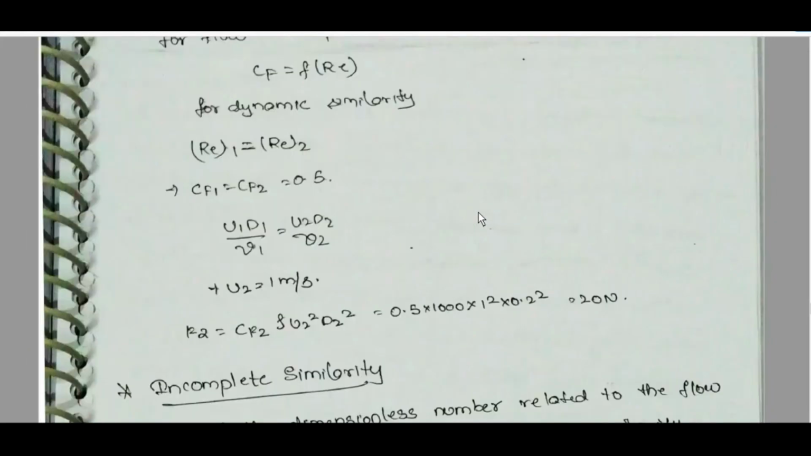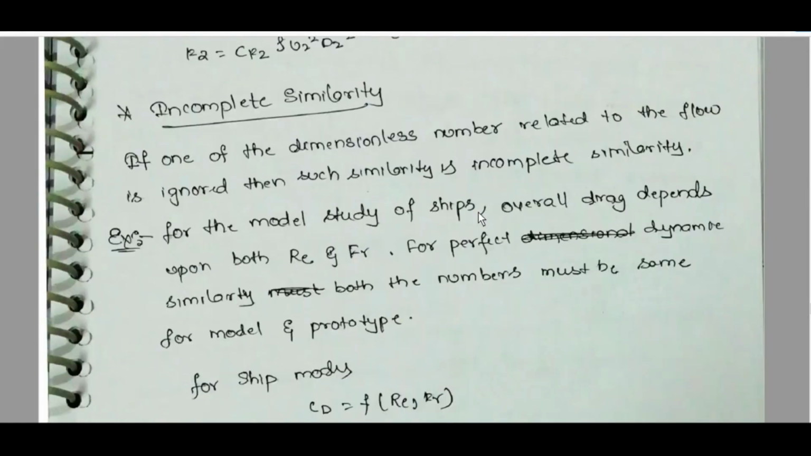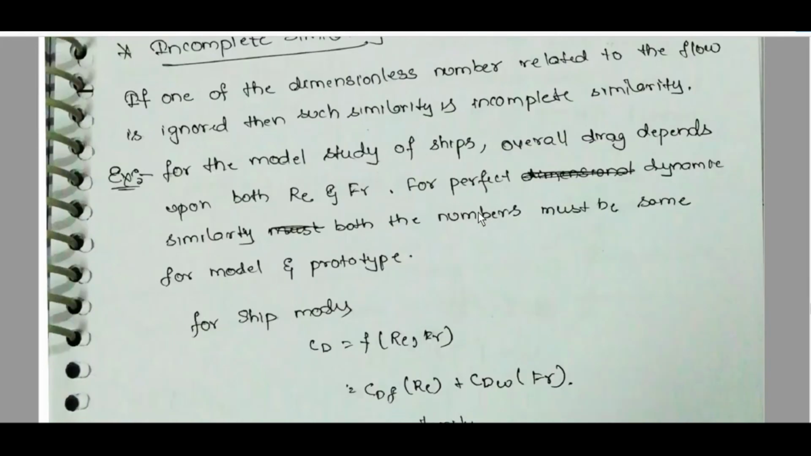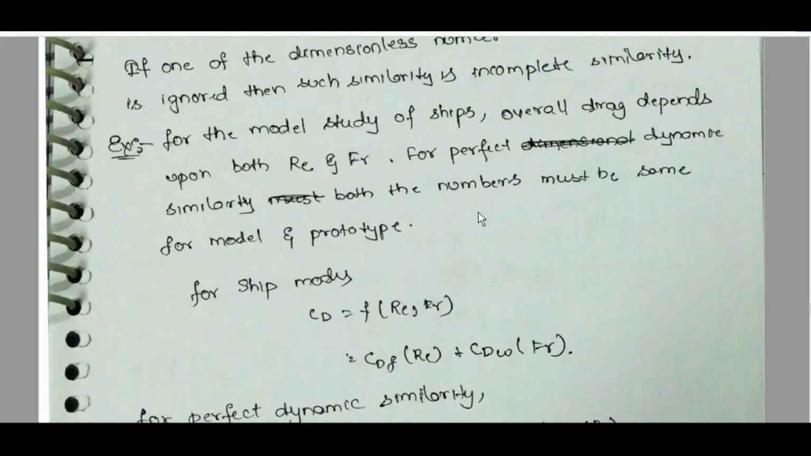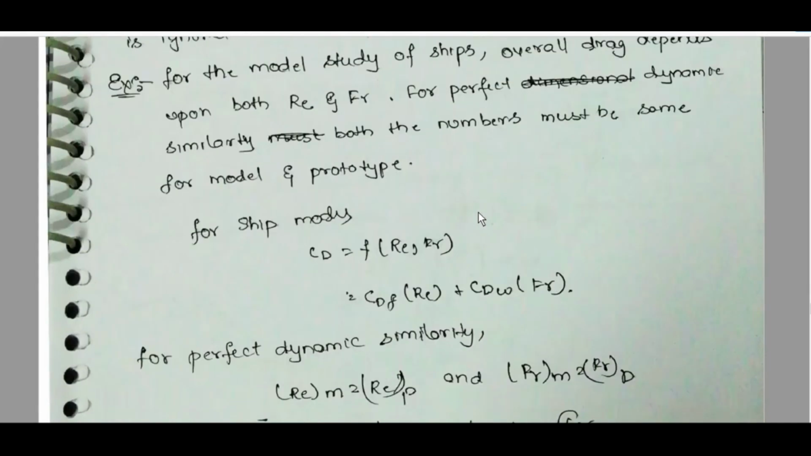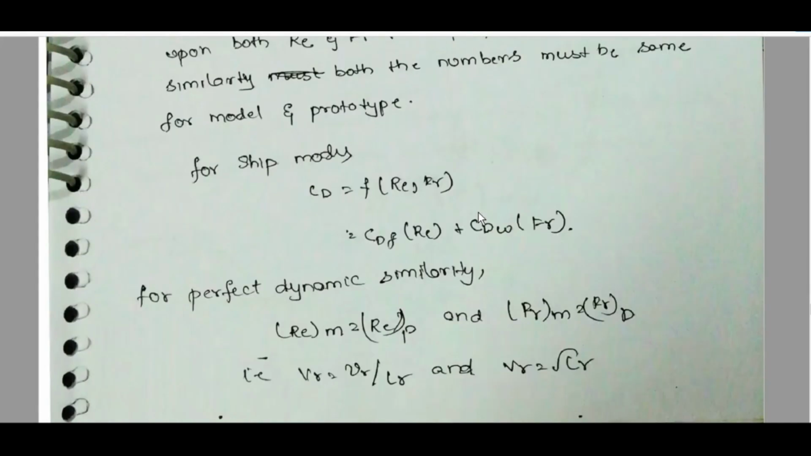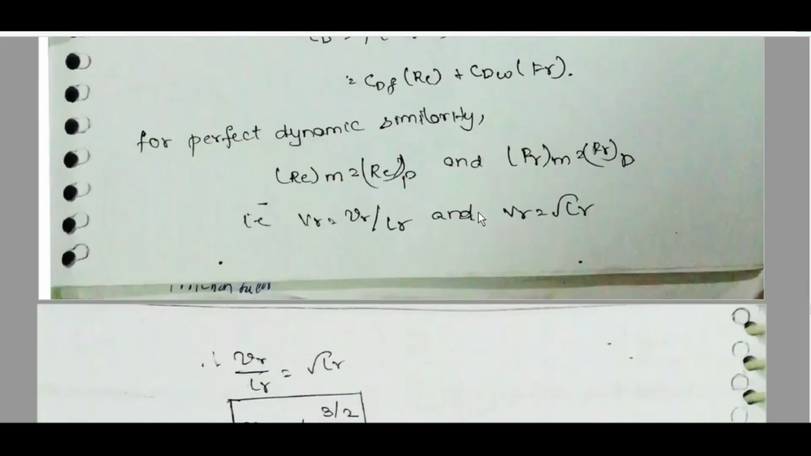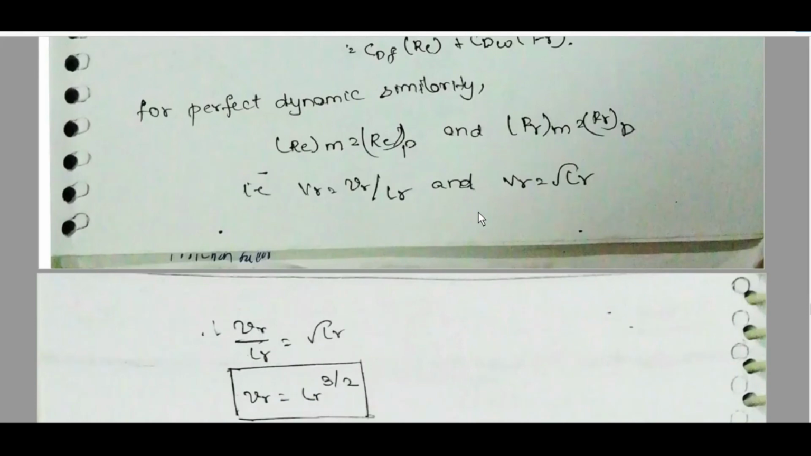Okay, these are the questions based on the incomplete similarity. If one of the dimensionless numbers related to the flow is ignored, then such similarity is called incomplete similarity. Example: for model study of ships, overall drag depends upon both Re and Fr. For perfect dynamic similarity, both numbers must be the same for model and prototype. For ship model, CD is a function of Re and Fr, equal to CDF of Re plus CDW of Fr. For perfect dynamic similarity, REM is equal to REP and FrM is equal to FrP.